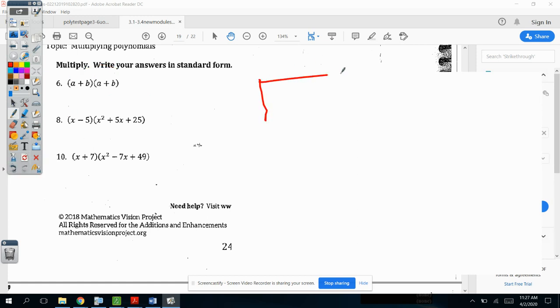You could do the rectangle box. You might like that better. It's perfectly fine to do it that way. I'm a creature of habit, so I'm going to go like this. X cubed plus 5x squared plus 25x.